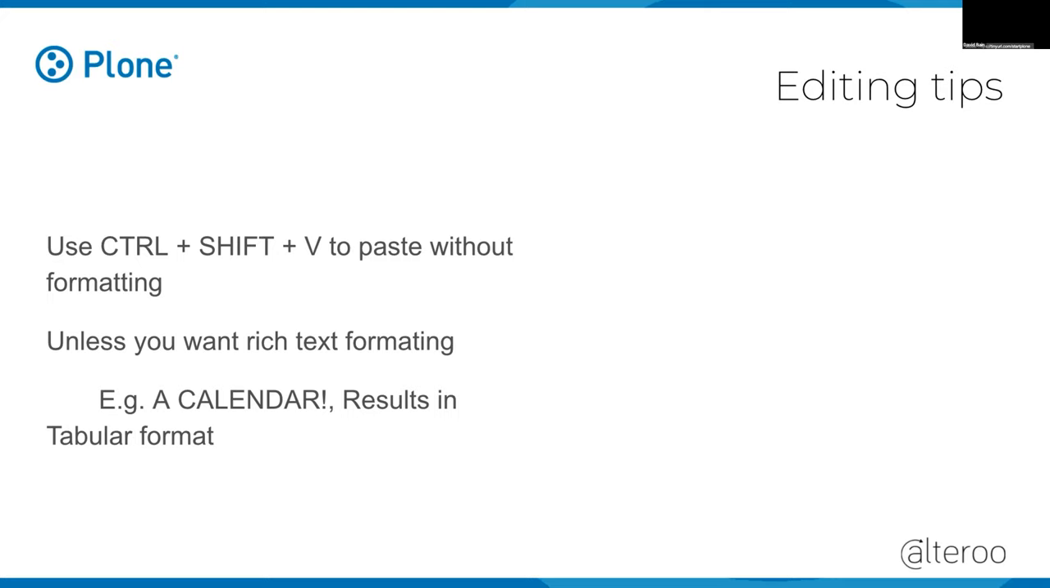A few editing tips. If you're pasting content, sometimes the content comes with formatting that you don't want to use. A good solution is, instead of just Control V, you add Shift, and that removes any rich text when you're pasting. If you're on a Mac, it's going to be Command Shift V. Of course, if you want the rich text formatting, then sure, copy the format and paste it into the site, and it will look like the rich text where you got it from.